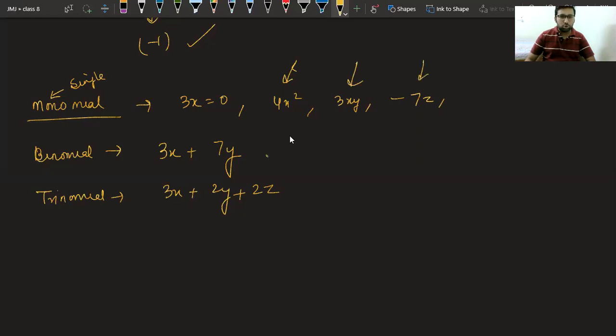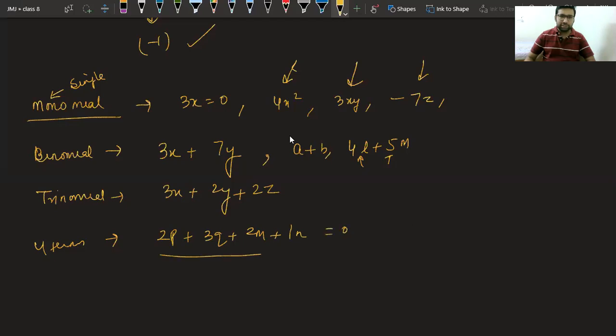In this case also, binomial, they have example like a plus b, 4l plus 5m. You can observe there are two terms. What about four term? You can have, beta, quadrinomial. When there are four terms, it is not in your course, I guess. You can take like 2p plus 3q plus 2m plus 1n equal to 0. This is example of four terms.